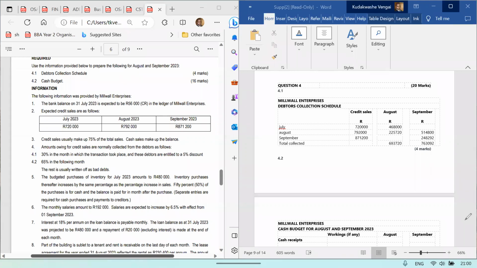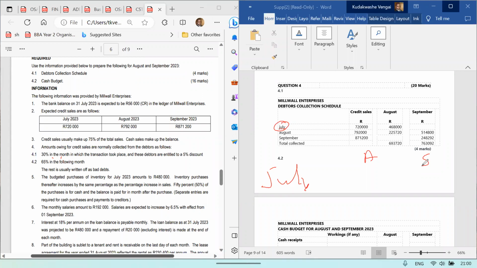For July, you calculated with 30%, but for August, you said 65%. We are just following the instructions here. For each month, you are in July, right? I just want to find out, if we were not given 65% on the 4.2, what percentage were we going to use? The 30% one.